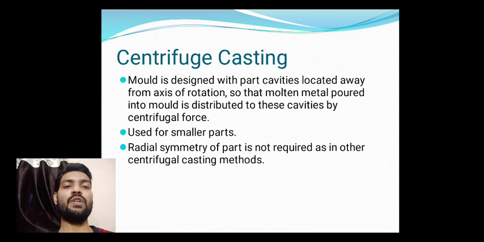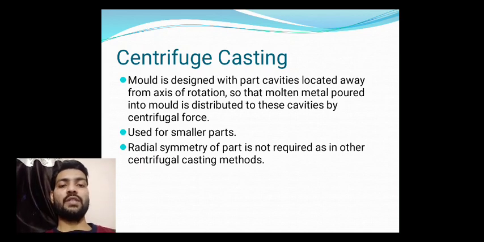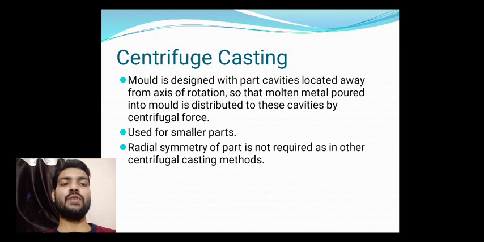Centrifuge casting. The mold is designed with part cavities located away from the axis of rotation so that molten metal poured into the mold is distributed to these cavities by centrifugal force. In centrifuge casting, it is an advanced feature where several molds can be used. In this casting, the axis of rotation does not coincide with the axis of casting. It is used for smaller parts, and symmetry of the part is not required as in other centrifugal casting.